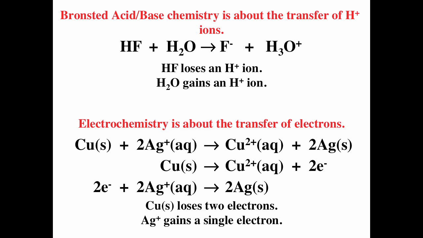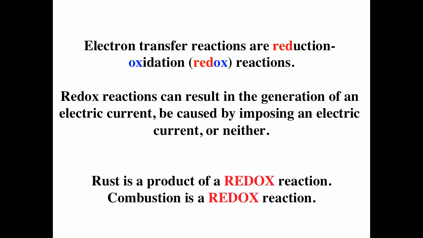Now I can view these two as oxidation and reduction half reactions. The 2 electrons in the oxidation half reaction are exactly the same as the 2 electrons in the reduction. So in an electrochemical reaction, you actually have a transfer of electrons from one species to another. Electron transfer reactions are redox reactions, reduction-oxidation. They're just electrochemical reactions, so you can use those two terms interchangeably. Redox reactions can result in generation of electric current, can be caused by imposing electric current, or neither.